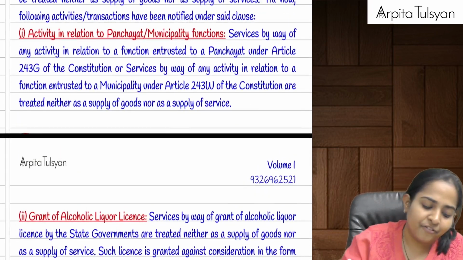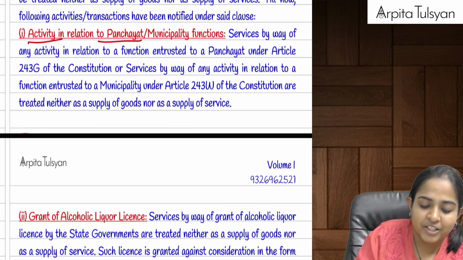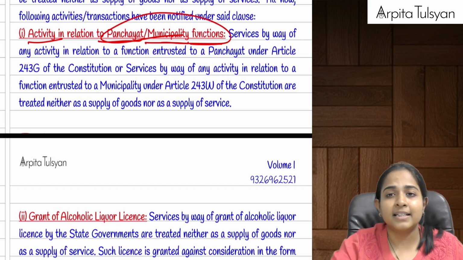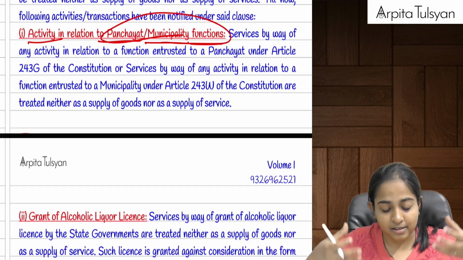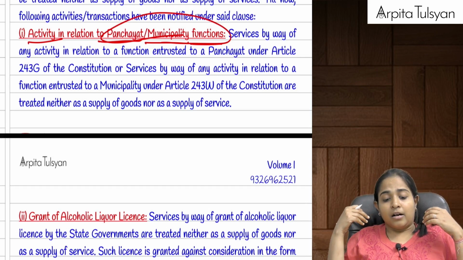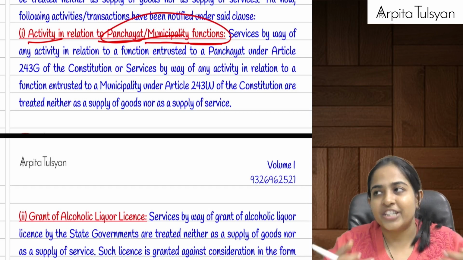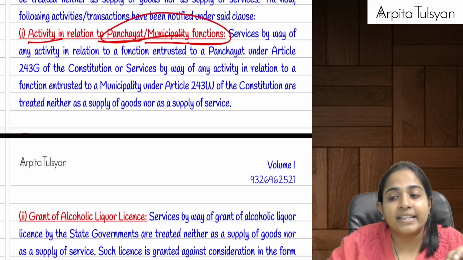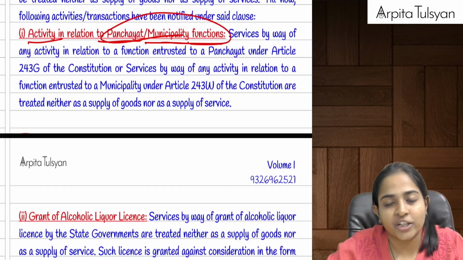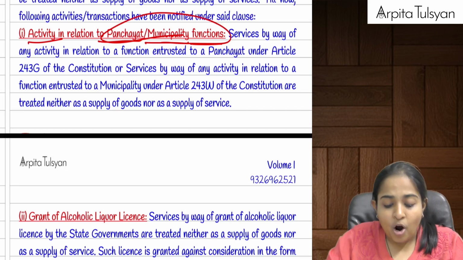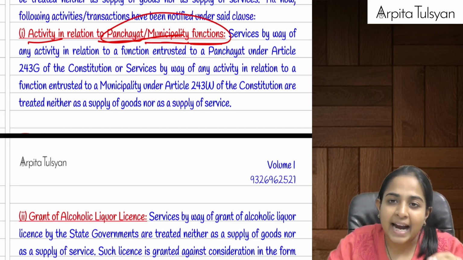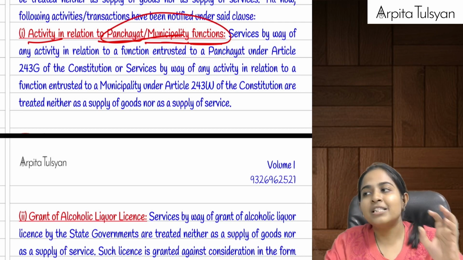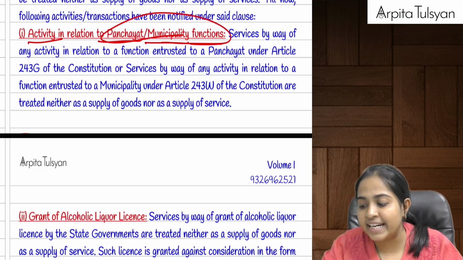See what they are telling. First of all, activity in relation to panchayat, municipality functions, etc. Now, there are certain services which are entrusted, given to panchayats under Article 243G. Article 243G means we are talking about the constitution. Or there are some services by way of an activity in relation to a function entrusted to municipality, which the government gives, central government, state government, etc.